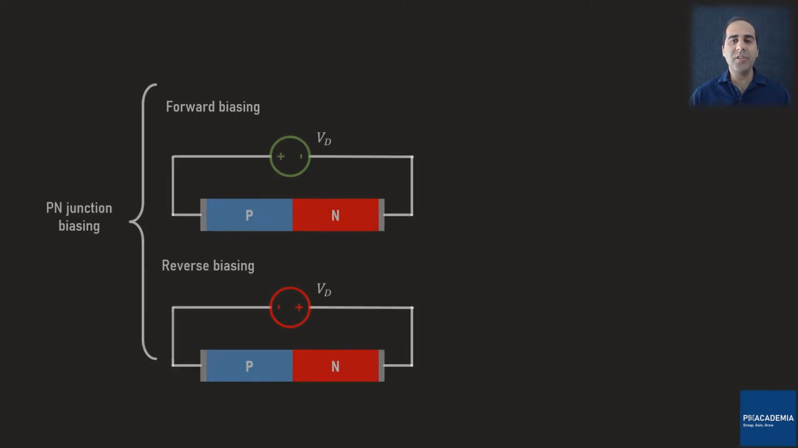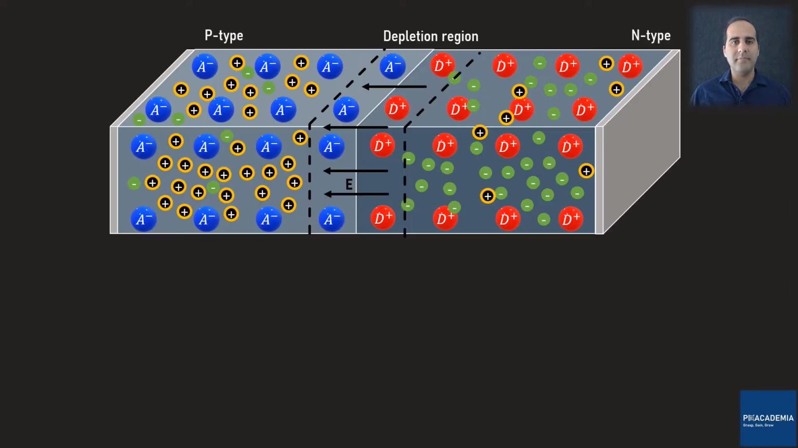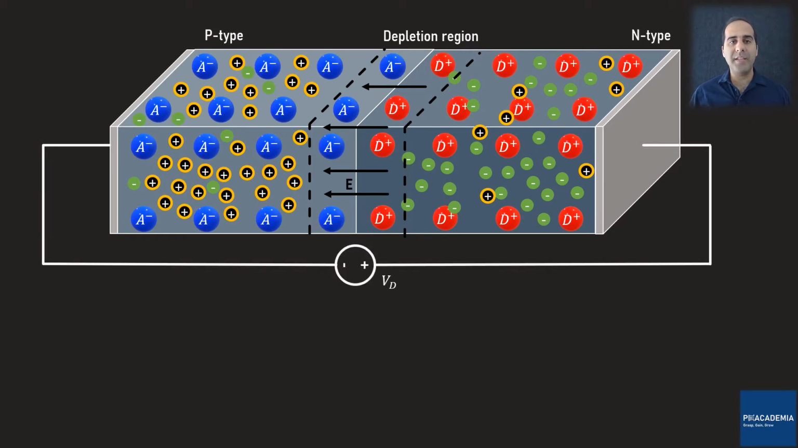In the previous lecture, I explained that there are only two ways to bias a PN junction or a diode. I covered the forward biasing in the previous lecture. In this lecture, I explain the reverse biasing of a PN junction. A PN junction is reversely biased if the positive terminal of the external voltage source is connected to the N semiconductor and its negative terminal to the P semiconductor.